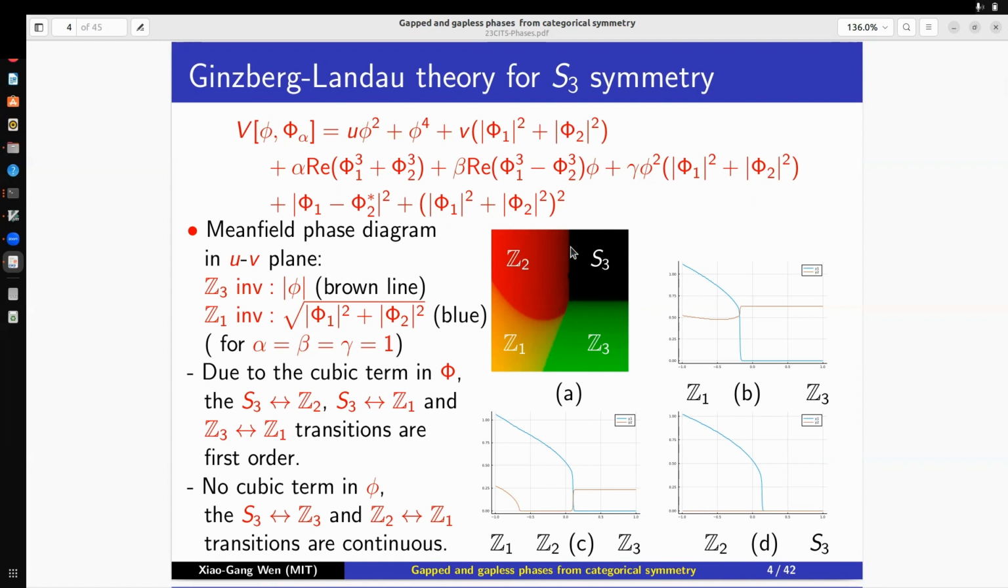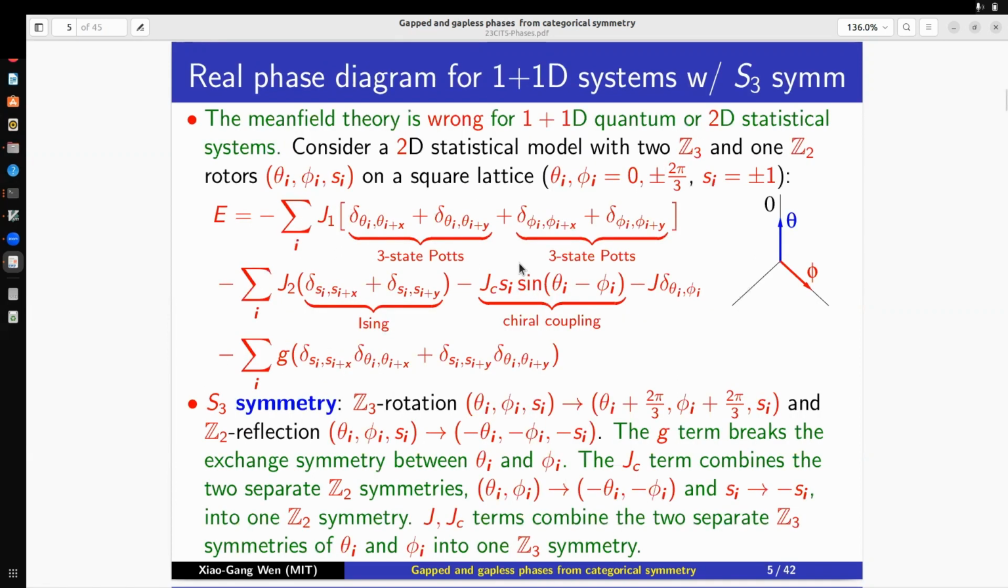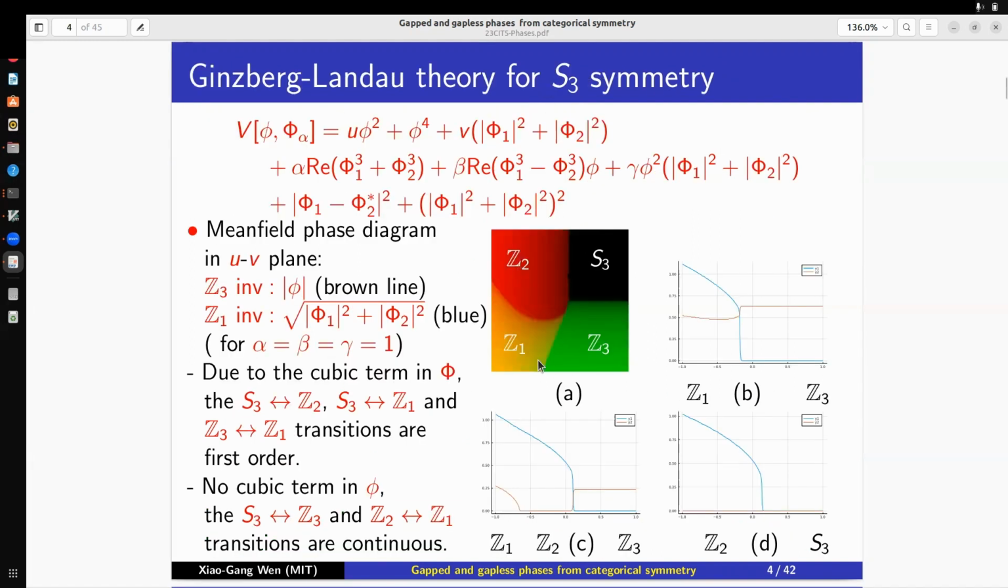This transition is called the Potts model. The Potts model indeed has a continuous phase transition. And so this S3 to Z2 transition is continuous, not first order as predicted by Ginsburg theory. So here, the Ginsburg theory gives us a nice way to understand the phase diagram, but also gives a lot of misleading results at this point. And to really see this, let's consider a two-dimensional statistical model. So instead of a 1+1 dimensional quantum model, we do a two-dimensional statistical model, trying to reproduce this phase diagram, basically all the phases.